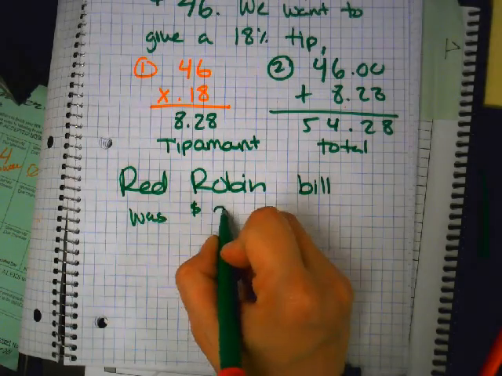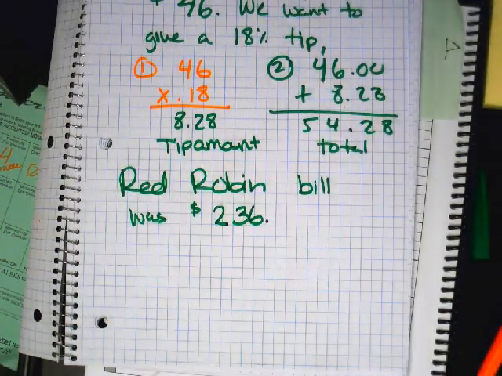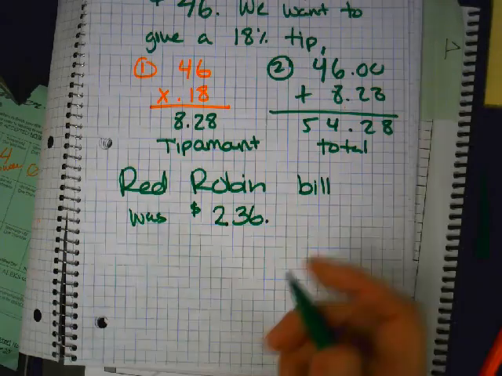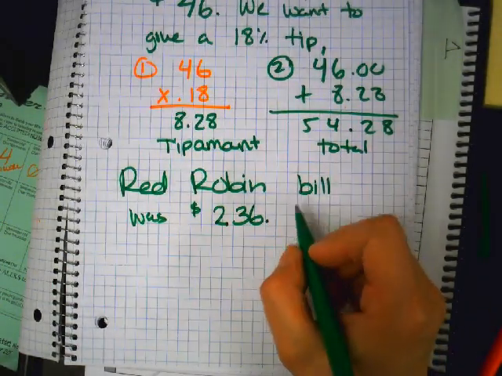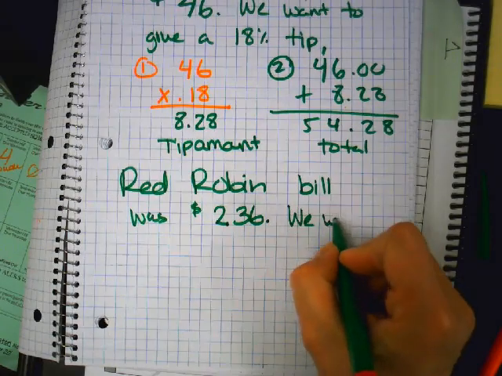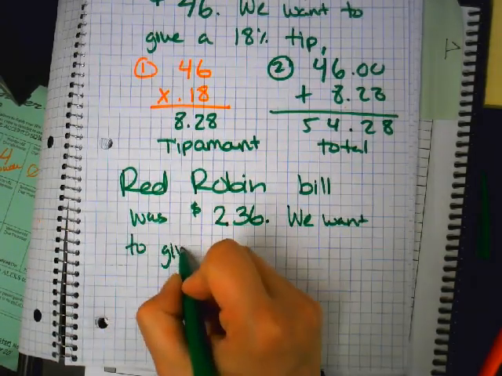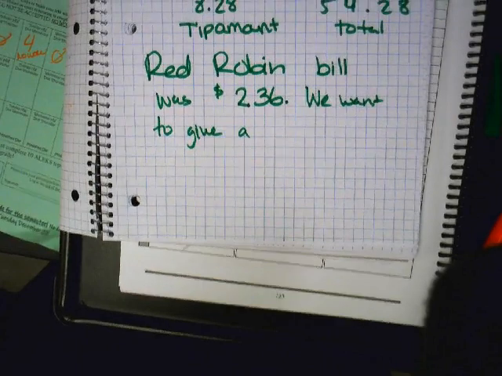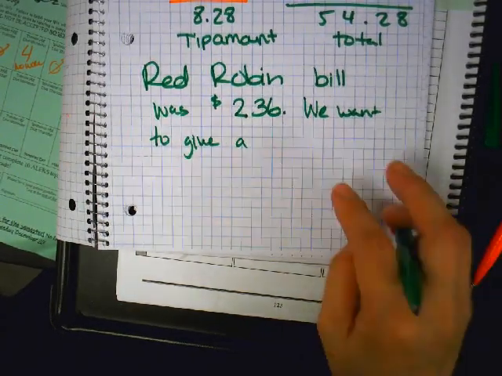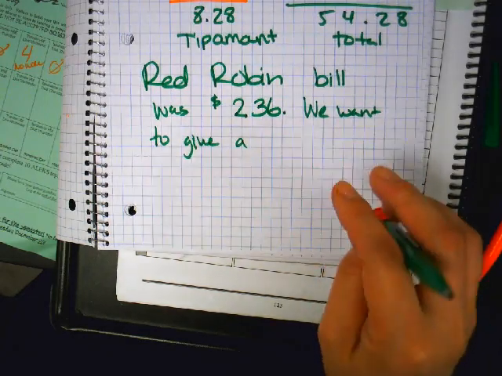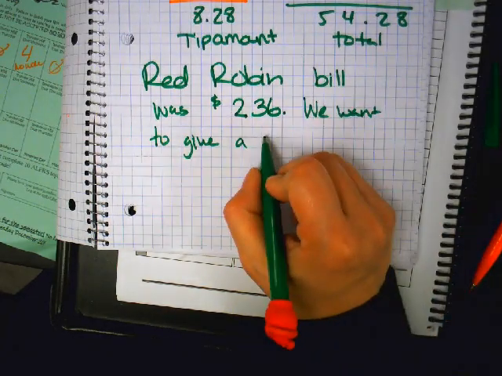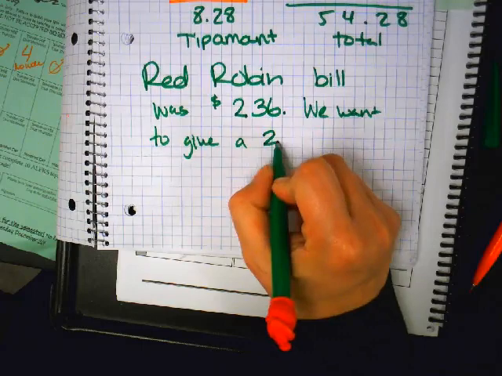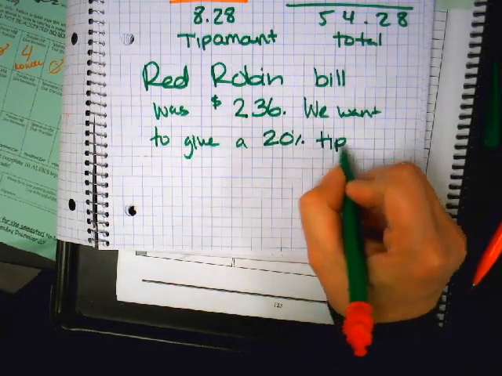I took all of my favorite students to Red Robin. And the bill was $236. Because I took all of my favorite students. Kevin ordered a cheeseburger. We want to give a... what percent tip? 25. Usually it's 15 to 20. Usually you don't give 20. All right, 20% tip.